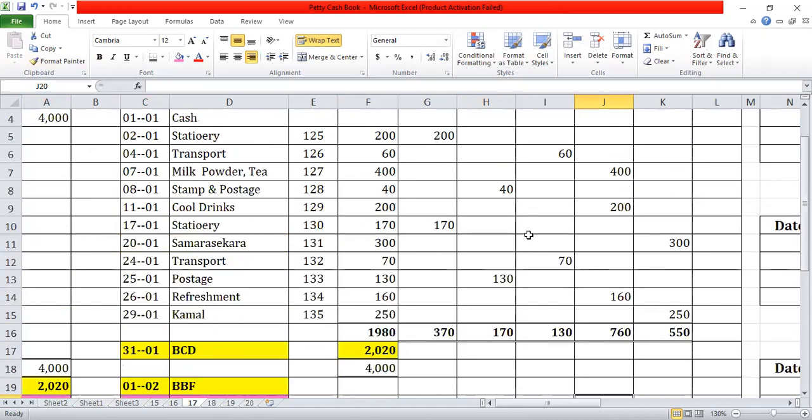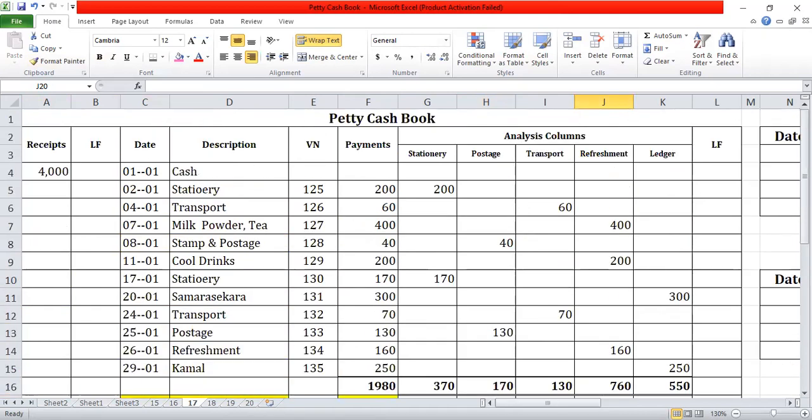Right. Now, the correction is not yet over. We have to post the information to the ledger. I have given a few ledger accounts now.